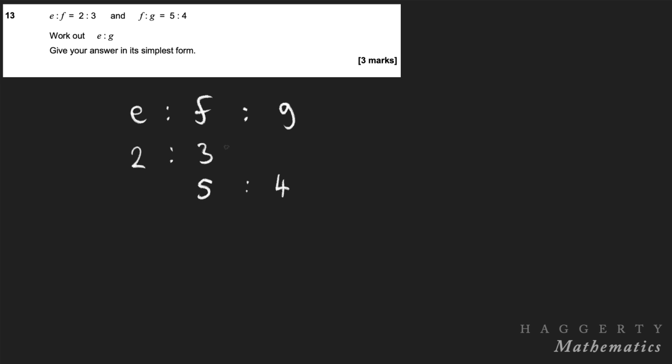So these are two kind of independent ratios. We can bring the ratios together, provided we get the same number for F in both ratios. At the moment it's 3 here and 5 here. For that reason, we can't just put a 4 right here, because it'd be like 2 to 3 to 4, and that wouldn't make any sense because F to G should be 5 to 4. So what we need to do is get the number of parts for F the same in both ratios. At the moment we've got 3 parts to F and 2 parts to E in this ratio.